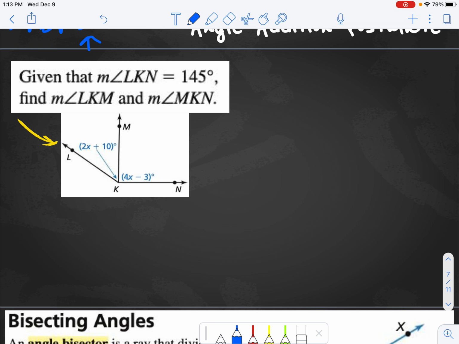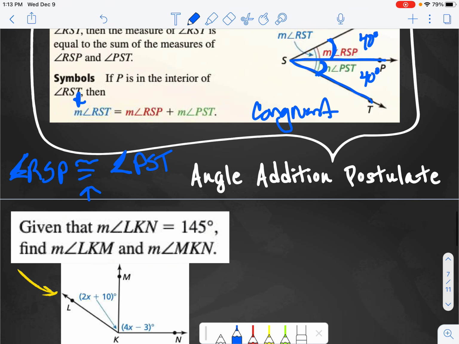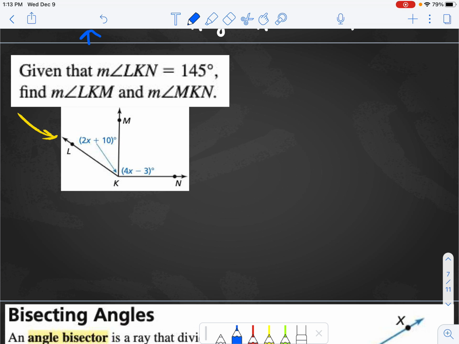Now here's how we would apply the angle addition postulate. This is a problem you'll see very similar to on your homework. Given that the measure of angle LKN is 145 degrees, they want us to find LKM and find MKN. So we need to find these two things.